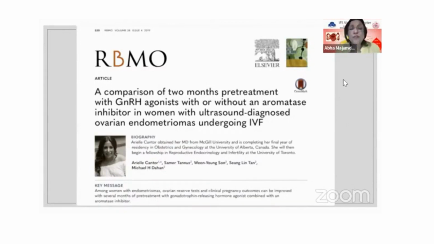Another is a comparison of a 2-month pre-treatment with GnRH-agonist with or without an aromatase inhibitor in women with ultrasound diagnosed ovarian endometriomas undergoing IVF. So what happens here, instead of giving a depot preparation of GnRH-agonist alone for 3 to 6 months, just 2 months of depot GnRH-agonist. On one arm, they give only GnRH-agonist. On the other arm, they add an aromatase inhibitor in women.